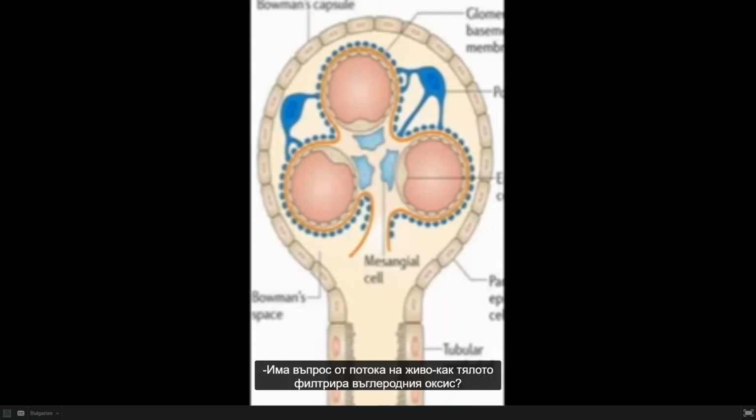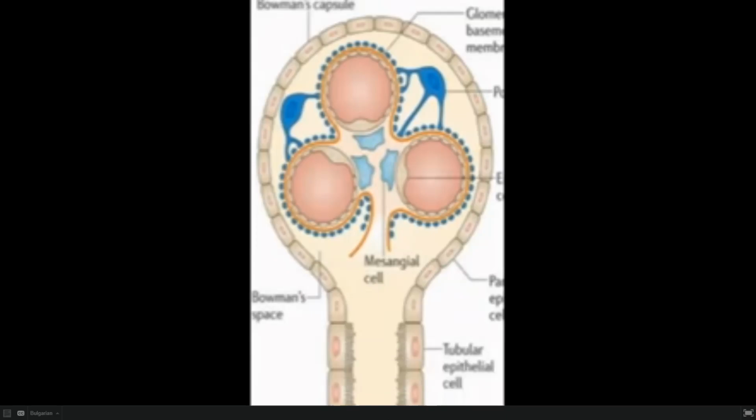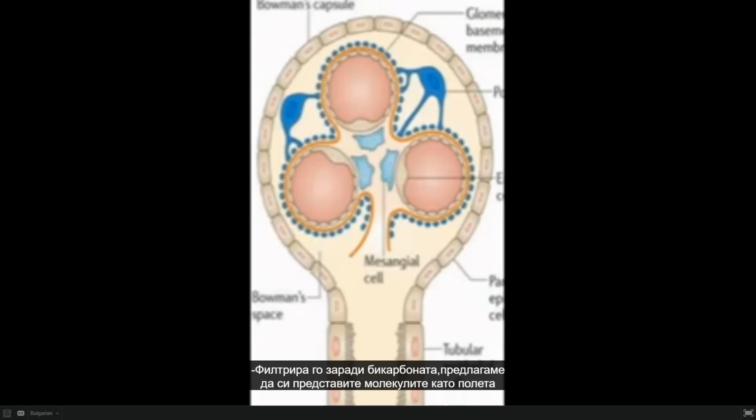Okay, there's a question from the live stream. How does the body filter carbon monoxide? Yeah, this is filtered so easily because of the bicarbonate.